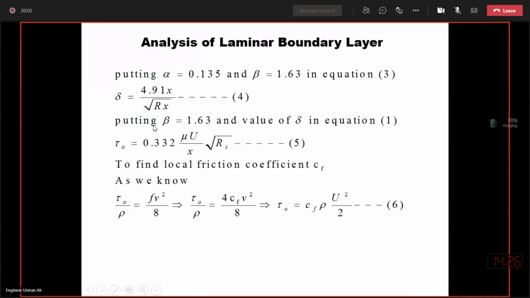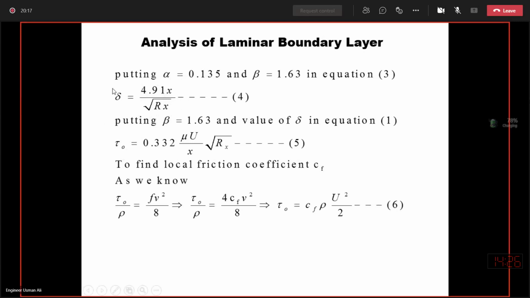This is the thickness of the laminar boundary layer: delta is 4.91 x over under root Re sub x. x is the distance along the plate from the leading edge, and Re sub x is the local Reynolds number, that is rho u x over mu.